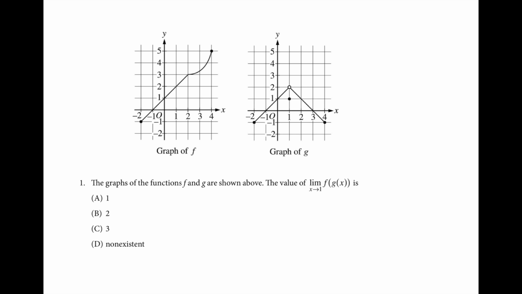The graphs of functions f and g are shown above. The value of the limit as x reaches 1 of f of g of x. First we need to find the limit when x reaches 1 of g of x. This question might be tricky because the limit is not the exact value, it's where the function reaches. So the limit as x reaches 1 is 2, not 1. So f of 2 from the graph is 3. So the answer is C.